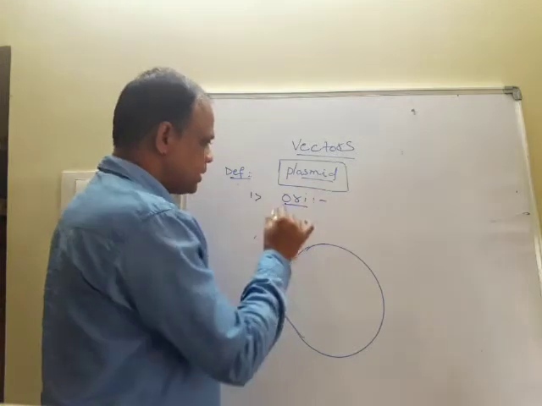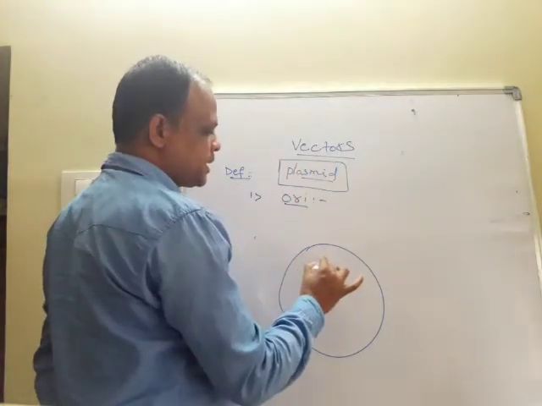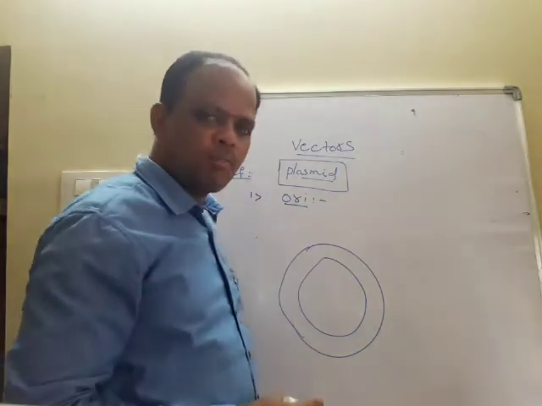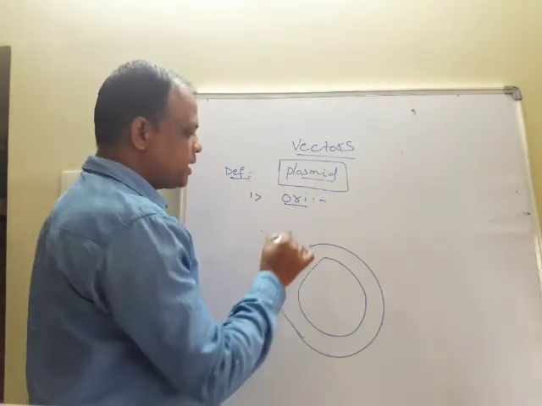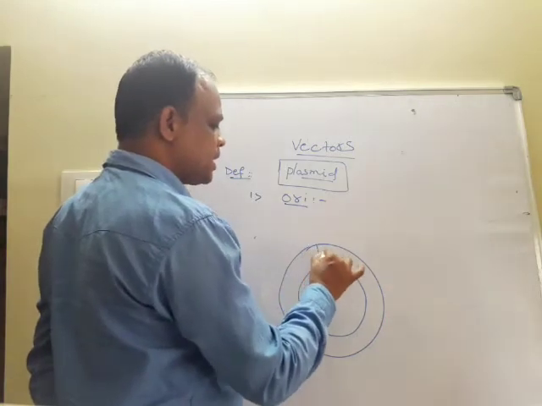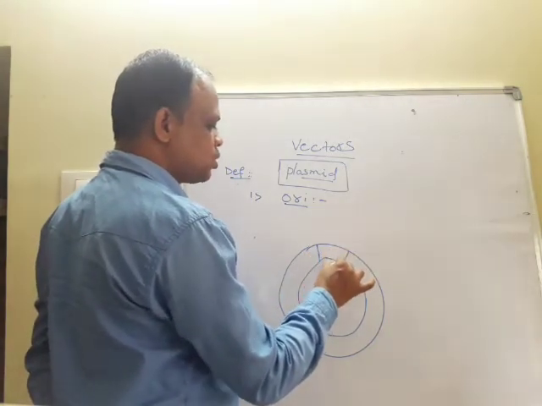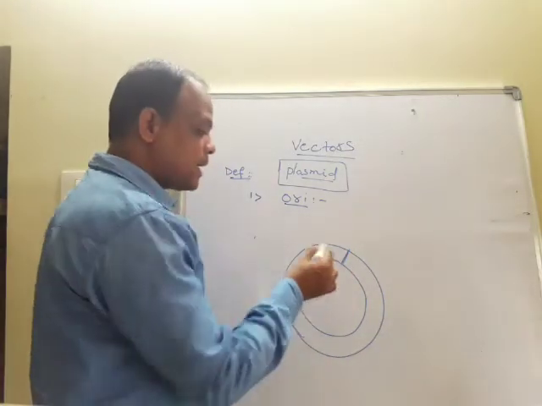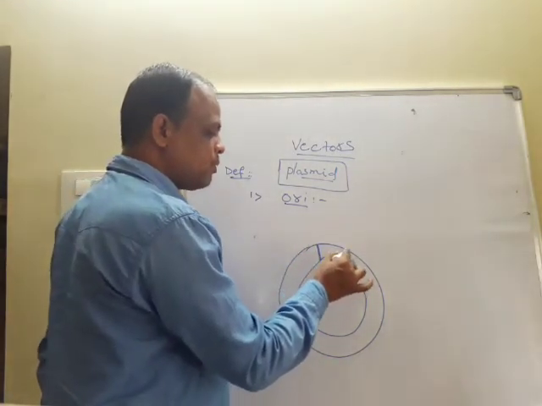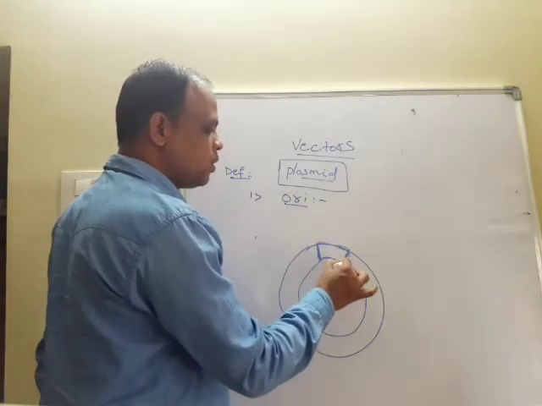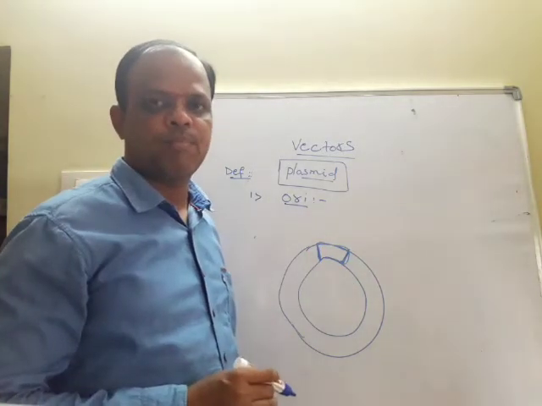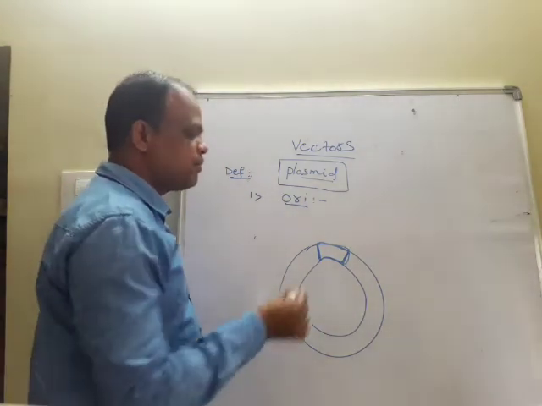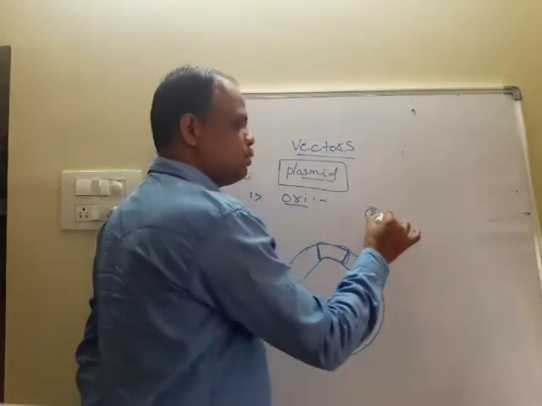So each and every vector contains specific features, and this is one example of a vector. Each and every vector must contain the ORI site. When the foreign gene is attached to the ORI site, the foreign gene is also involved in the replication. So this is called origin of replication. And the second feature is selectable markers.